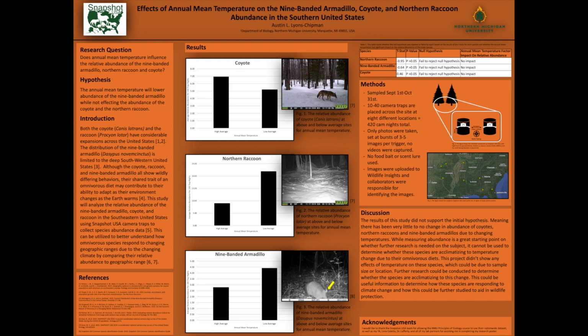Of course, this study is only a jumping off point, and I believe more research would have to be done to see exactly how or if the nine-banded armadillo is showing an adaptation of some sort to the changing temperatures due to climate change. I think it would be really interesting to research this further.